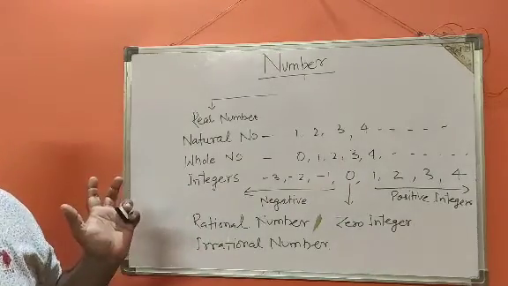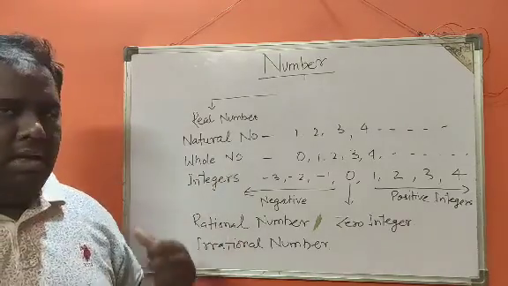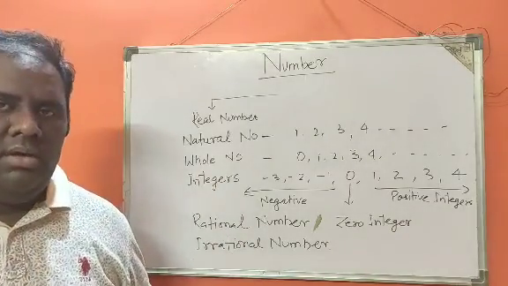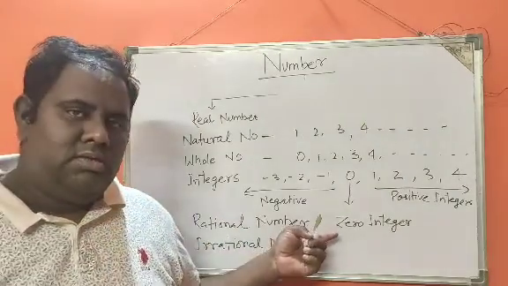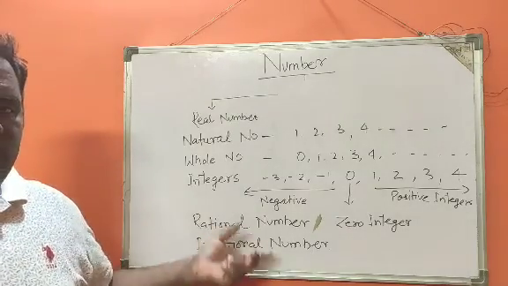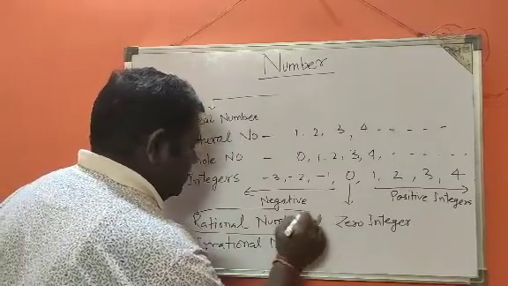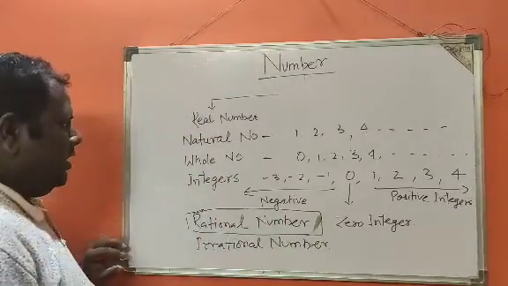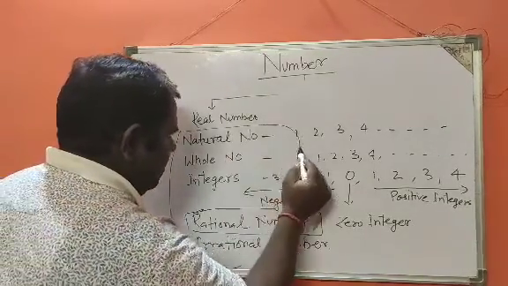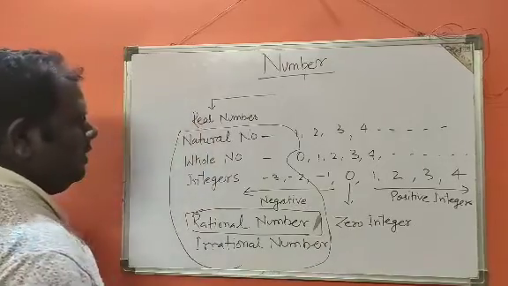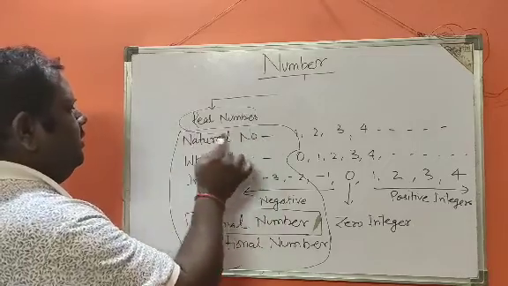We don't have any fraction. But when rational numbers come, we can get fractional numbers and decimal numbers, and the numbers which are not rational are known as irrational numbers. This we shall study later. Till now, these numbers are in your syllabus. The collection of all these natural numbers, whole numbers, integers, rational numbers, and irrational numbers is real number.